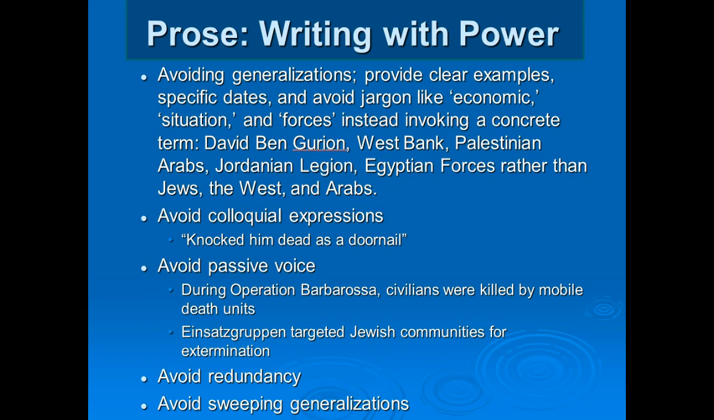because what this means is that you're confusing the reader. A term like economic situation could mean lots of different things. You want to have concrete terms. With David Ben-Gurion, we're talking about the West Bank. Don't just group all Arabs together. Distinguish Palestinian Arabs from Arab leaders in neighboring states.